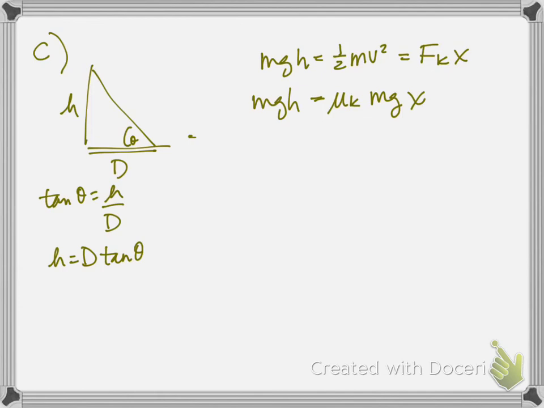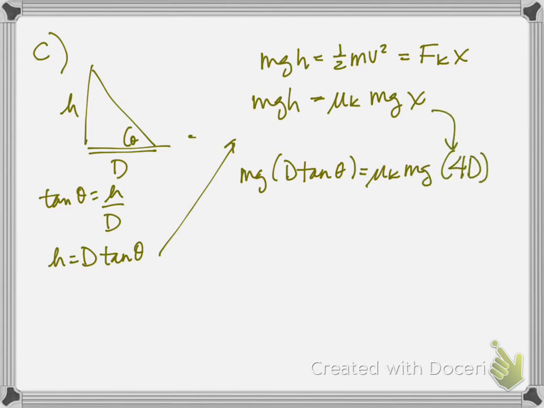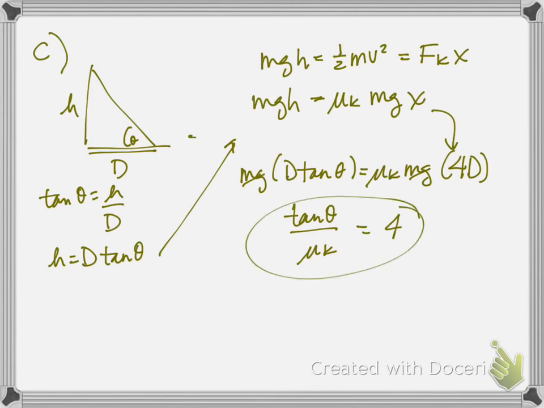So I can plug this h equals d tangent theta into here, and I get mg d tan theta equals mu k mg times the original x, and the original problem was 4d. That was the original distance. So a little bit of canceling gives us tangent theta over mu k equals 4. I'm not entirely sure why I did that, but I do now, because we have to draw the triangle for the new situation. So I'm going to circle that and go on to the next ramp.